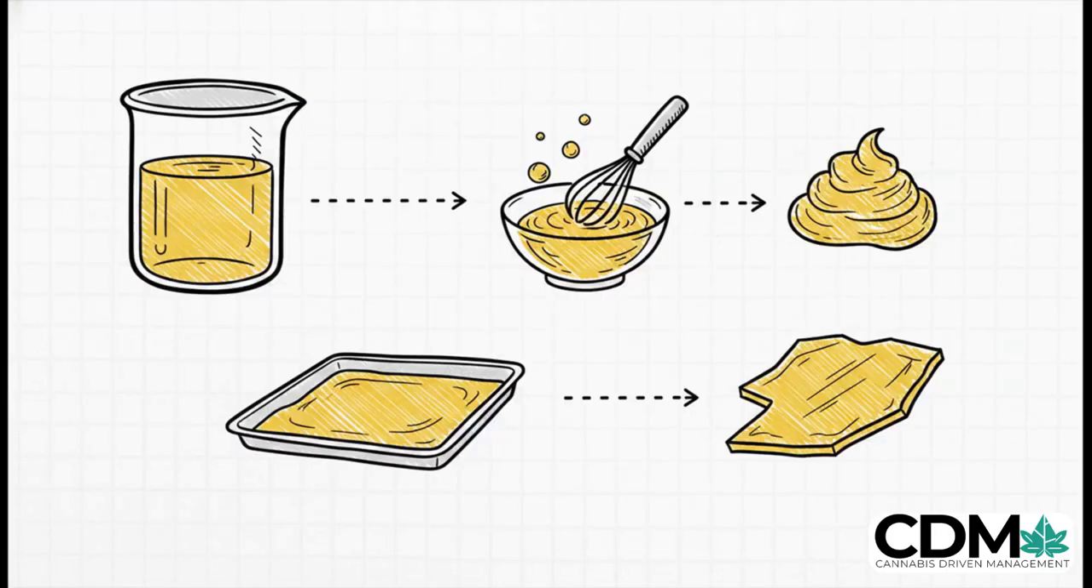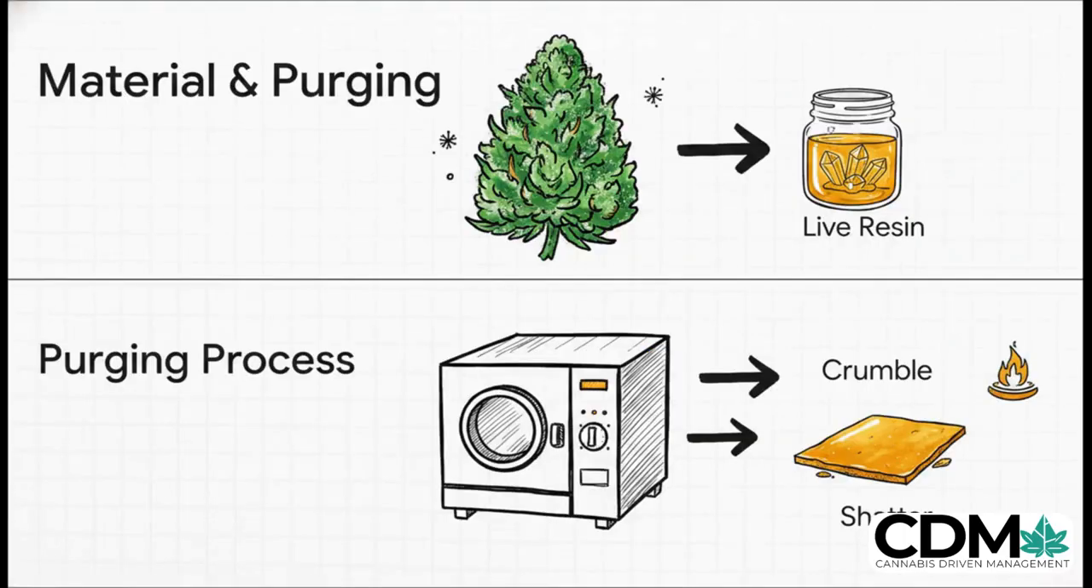Okay, next up is what happens after that initial extraction. And this right here is where a lot of the texture magic happens. It's pretty simple, really. If you mess with the extract, whip it, stir it, you're basically introducing air. And that's how you get those soft, creamy textures like butter. But if you just leave it alone, let it rest and settle, that's when it can form into a stable, glassy sheet of shatter.